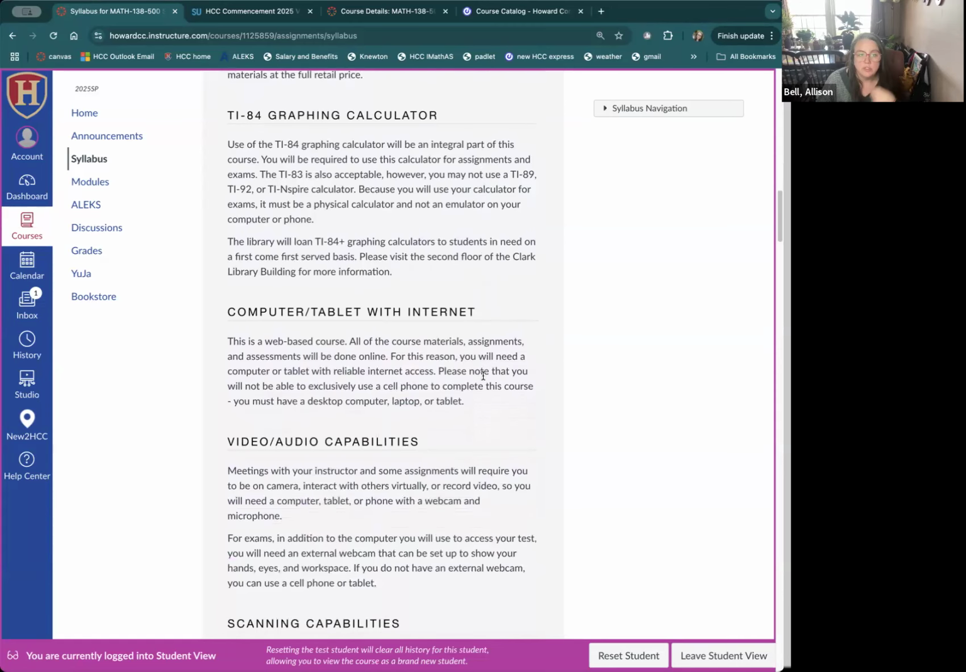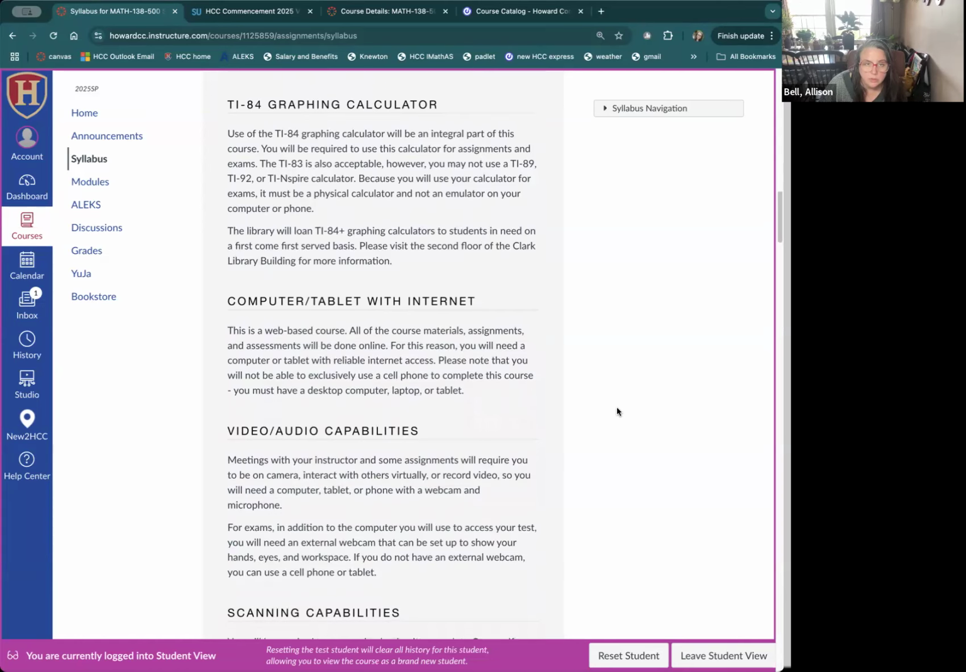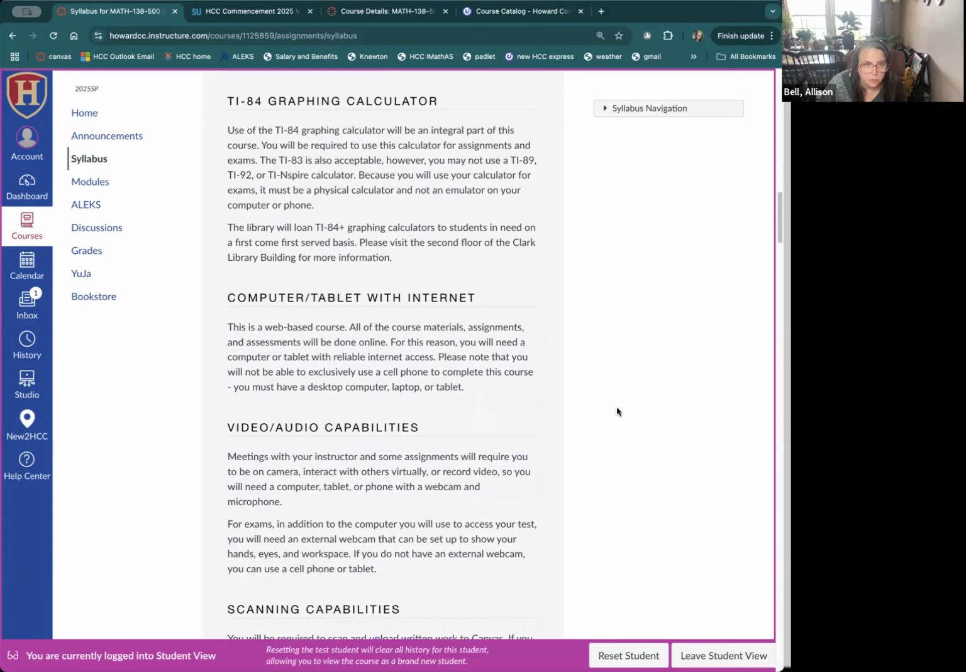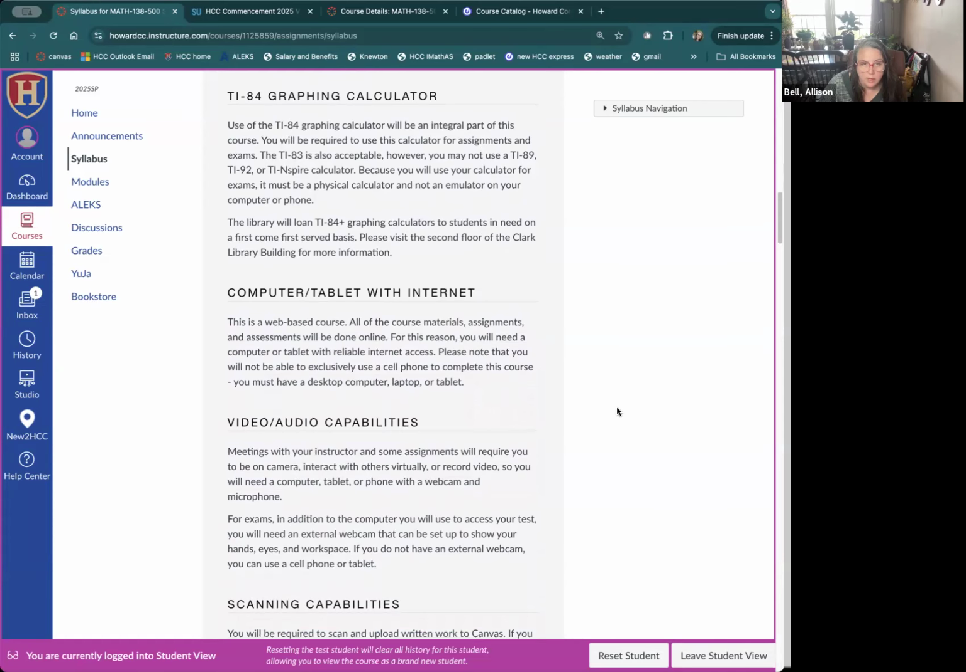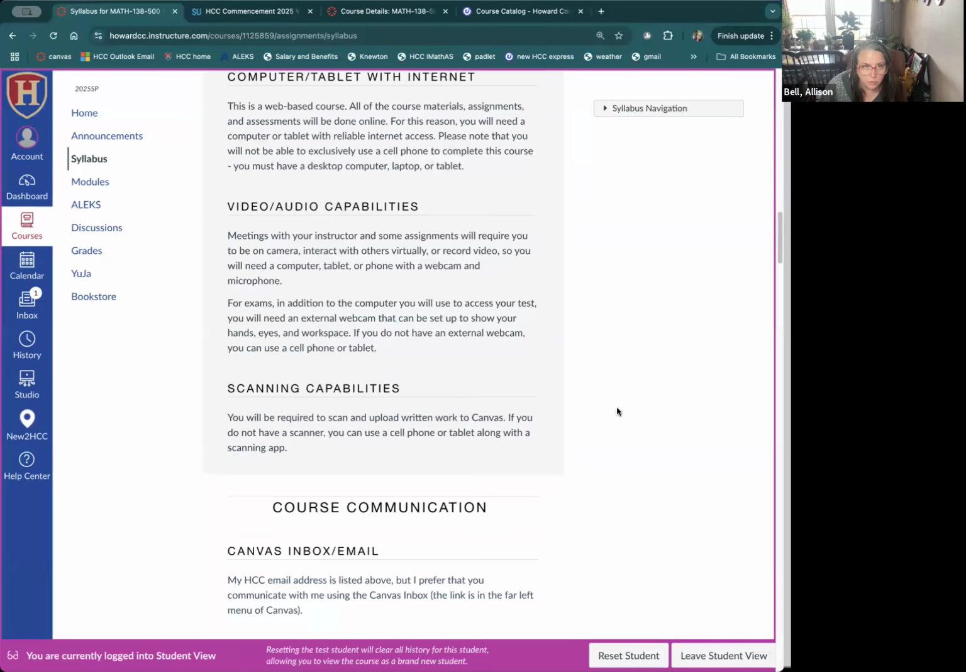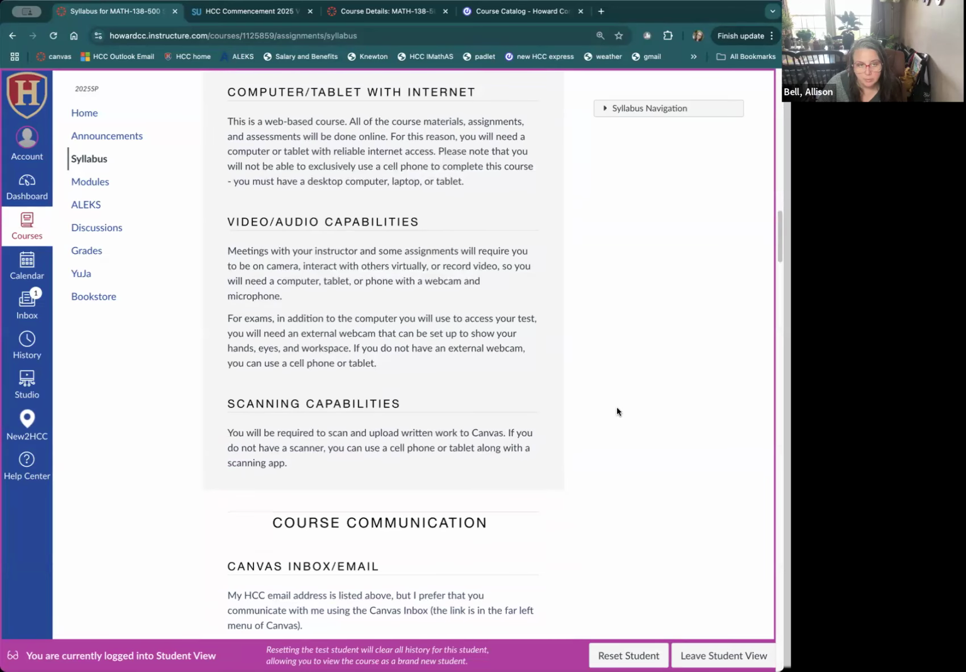You're also required to use a TI-84 graphing calculator. I cannot allow you to use a simulator, an app, or your phone to take the test. So you will need to make sure you have access to a graphing calculator on days when we have exams, and those will be held over Zoom, more later. You will also need a computer and tablet with the internet.